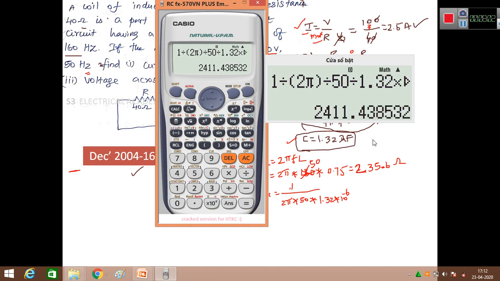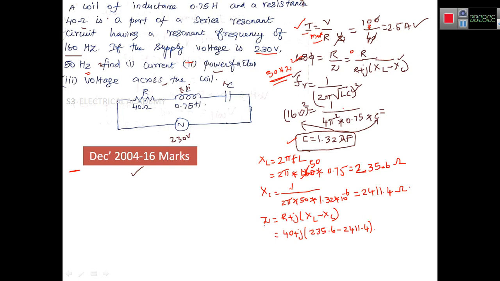Which is equal to 2411.438 ohm. So Z is equal to R plus J into XL minus XC. I am substituting the value of R is equal to 40 ohm, XL is equal to 235, XC is equal to 244.4. Now I am taking the modulus of this.